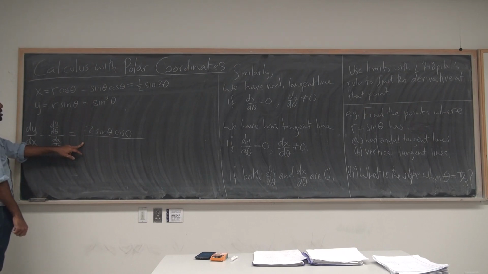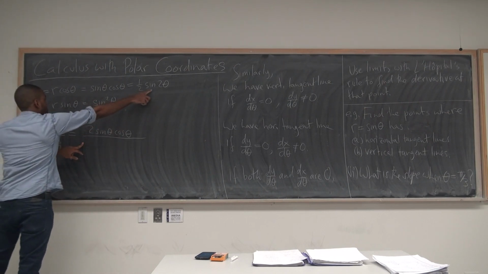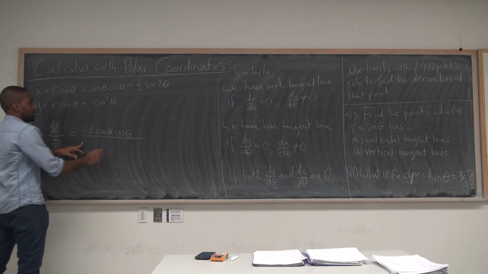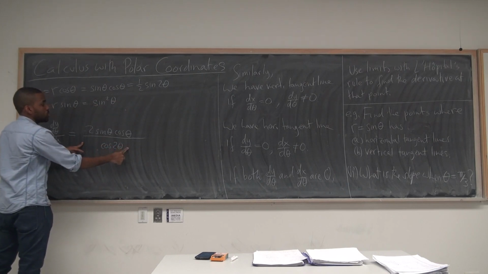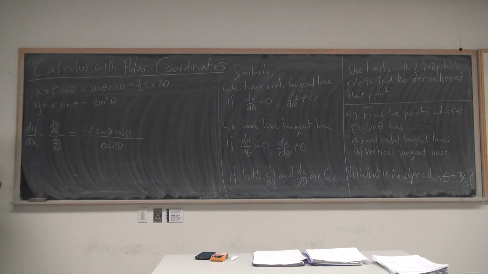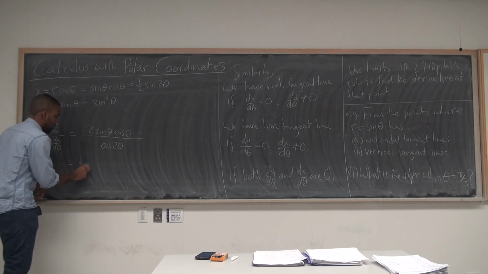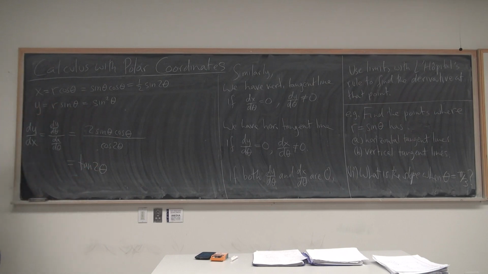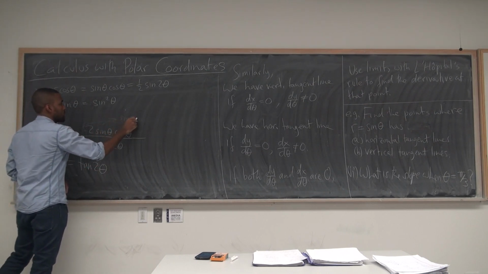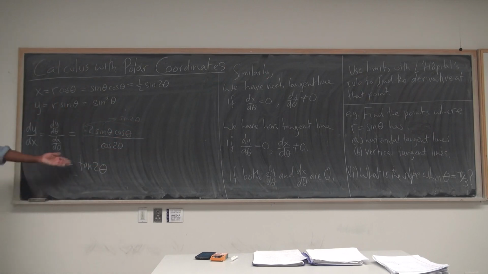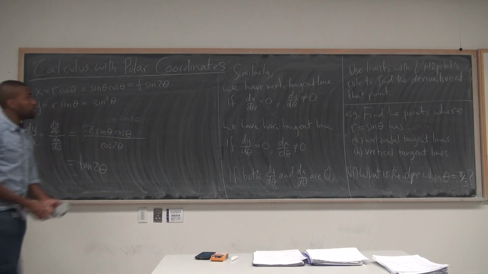Okay, what's dx d theta? Cosine theta. Differentiate this, cosine theta. So it's cosine 2 theta times 2 by the chain rule, which kills that half. So what does that give us? Tan 2 theta. That's our derivative, because 2 sine theta cosine theta is sine 2 theta. So that's our derivative, tangent of 2 theta.